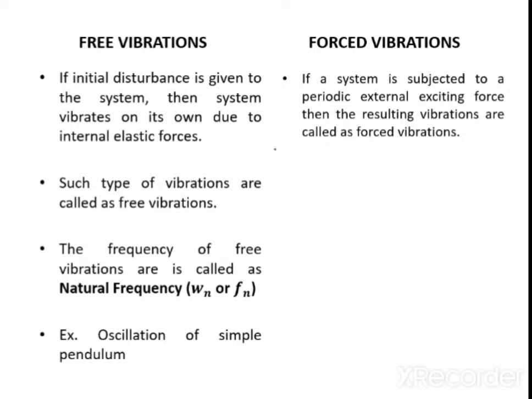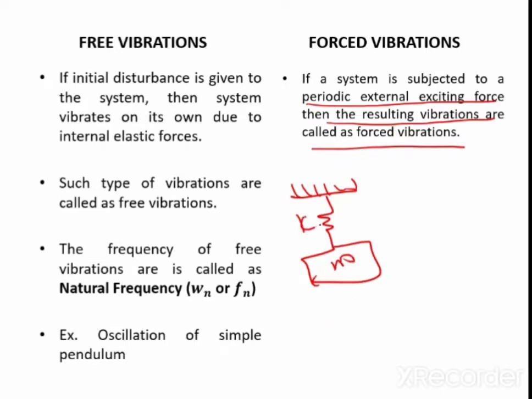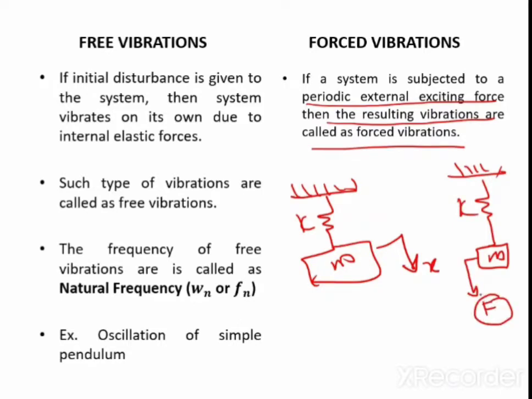Now, what is forced vibration? If a system is subjected to a periodic external exciting force, then the resulting vibrations are called forced vibration. Now basically guys, what is the difference? In a free vibration, you have just given a small initial displacement x, but in forced vibration, you are continuously applying a force F. An external exciting force is continuously applied on the system. Then the resulting vibrations are called forced vibration.